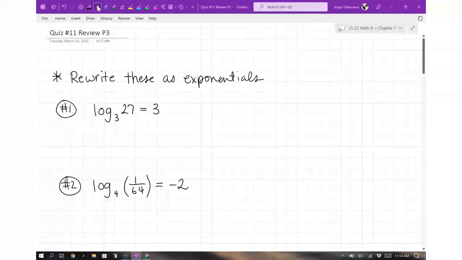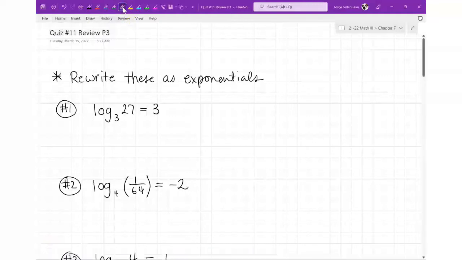All right, so we're going to be rewriting these things as exponentials. That basically means, I'll write it over here on the side. You're trying to go from log base b of x equal to a to b to the a equal to x. That's what we're trying to get to. We're not trying to calculate anything, just to rewrite it. Okay?